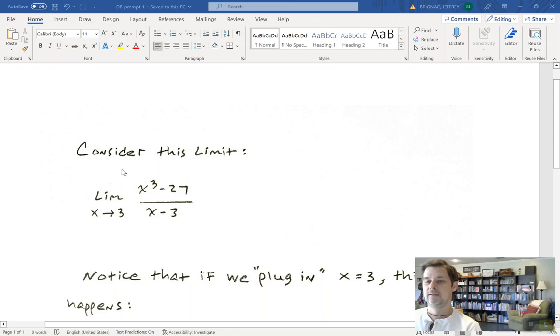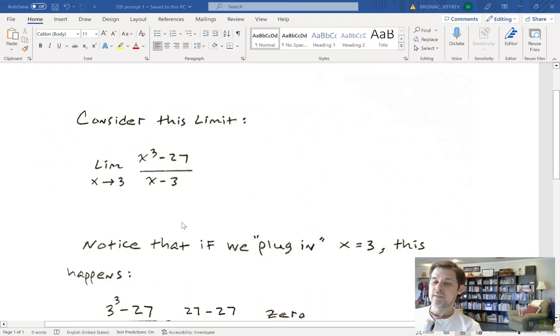Let's say that we consider this limit right here: the limit as x goes to 3 of the function (x^3 - 27)/(x - 3). Suppose that we're going to solve that limit somehow, and this is a math problem, and that means it either has an answer or it doesn't, okay?